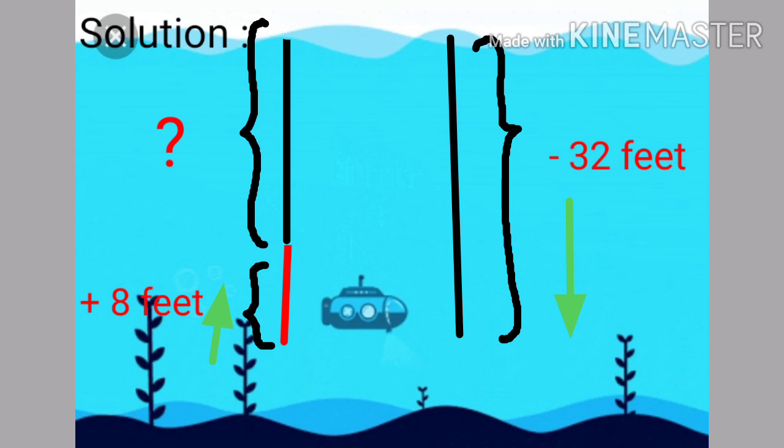Now that the submarine moves up by 8 feet, which is a positive integer, that is plus 8. Hence, the depth of the submarine from the sea level after it moves 8 feet from the previous position is equal to the previous depth of the submarine plus the distance moved upwards, that is minus 32 plus 8 gives minus 24.